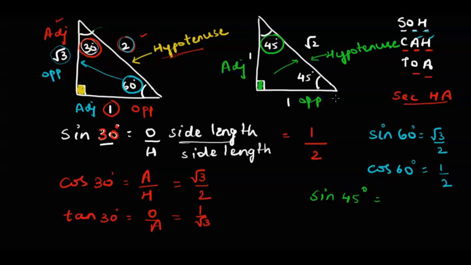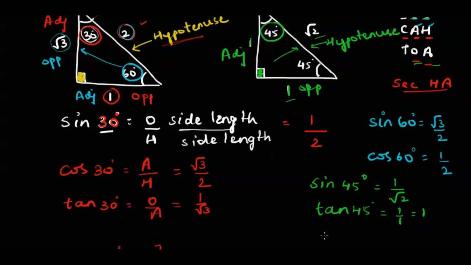So sine 45 is opposite over hypotenuse. Opposite is 1, hypotenuse is root 2. We would get 1 over root 2. If we're asked to find out tan 45, we know tan is opposite over adjacent. So 45 degrees opposite is 1, adjacent is also 1. So it's 1 over 1, which is 1.